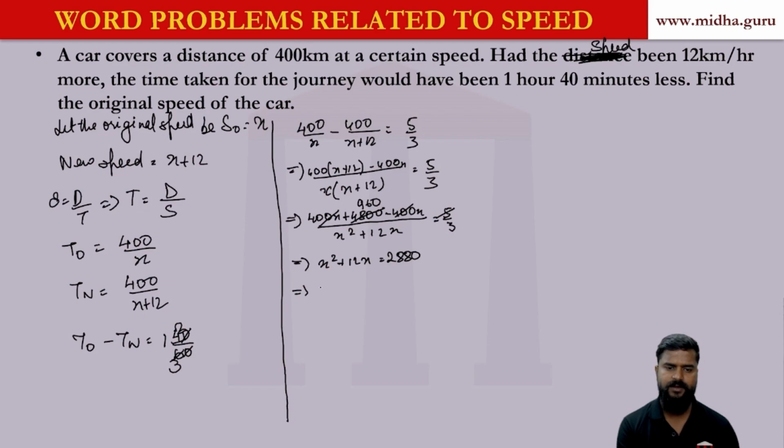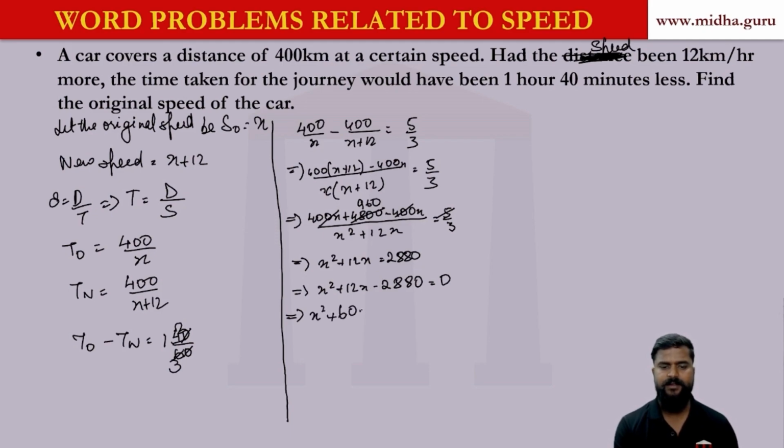2880. And then x square plus 12x minus 2880 is equal to 0. Now, if we solve this quadratic equation, we will get the speed of the car, the original speed of the car. So let's try. So this here is 2880 and we have 12. If I factorize, I need to get minus 2880.